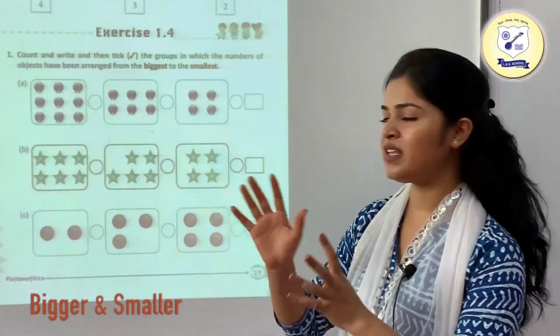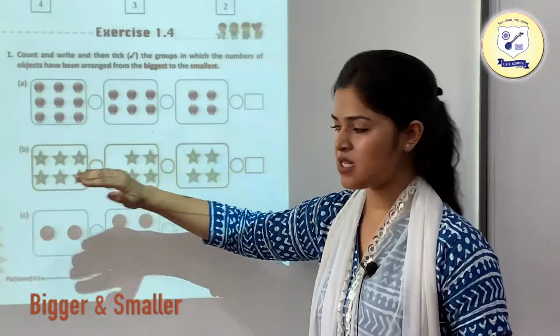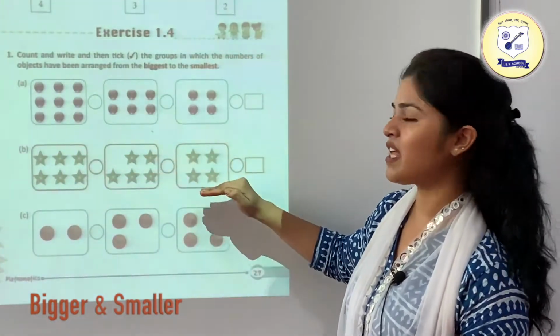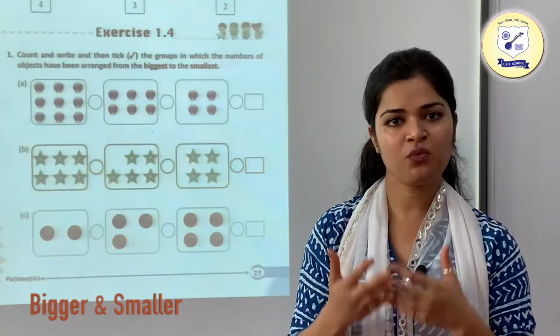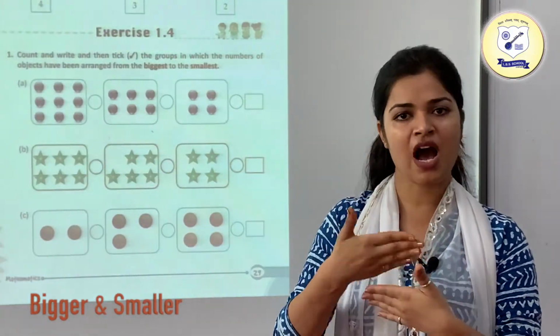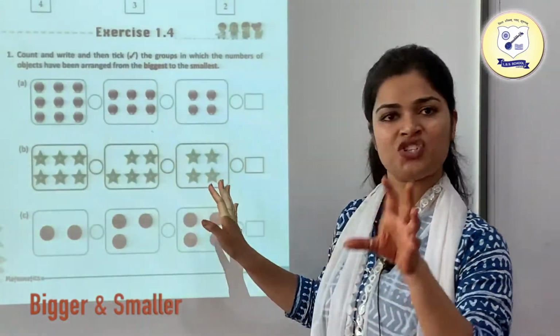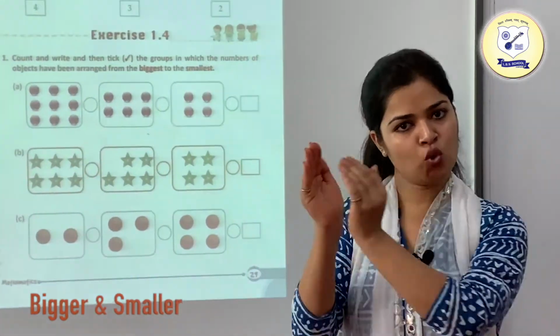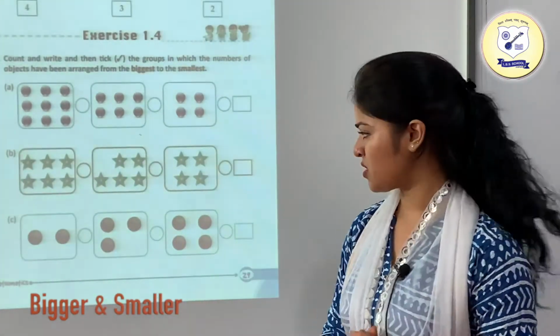Now just check whether they are arranged in a proper sequence or not. Here we are having 6 stars, after that we are having 5 stars, after that we are having 4 stars. And as we know that when we start our counting, first of all we are having 4, after that 5 and after that 6. So yes, these are being arranged in a proper sequence from biggest to smallest. So we are just going to put a tick in this box.